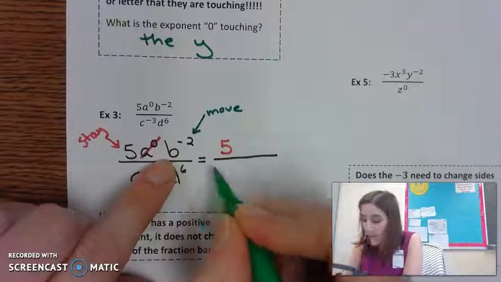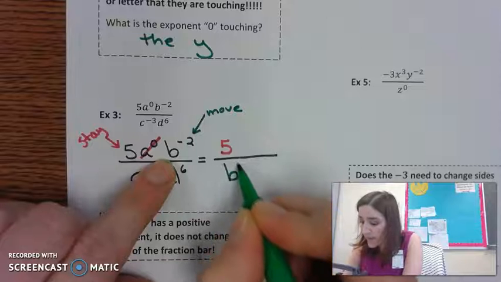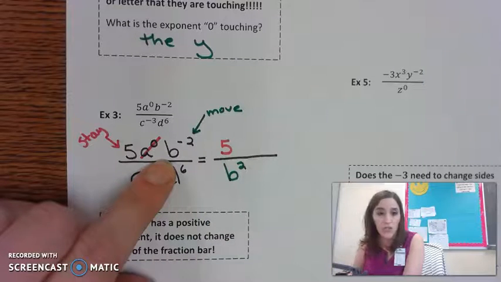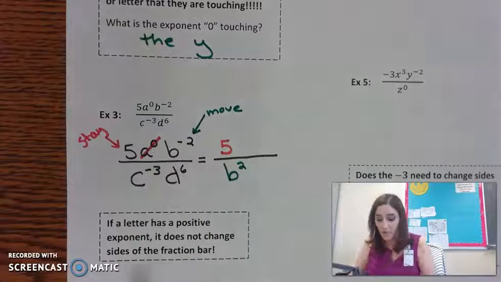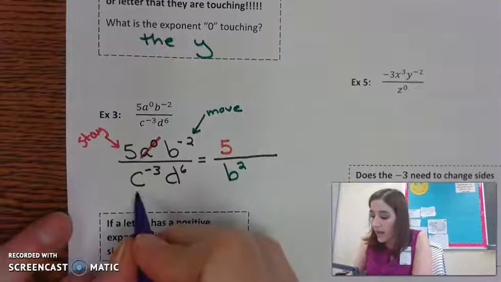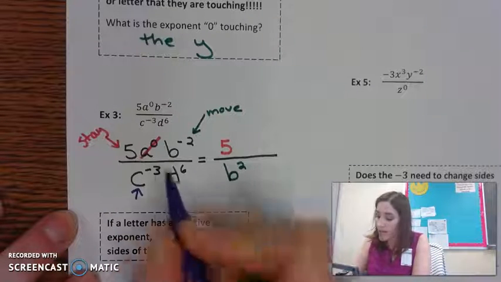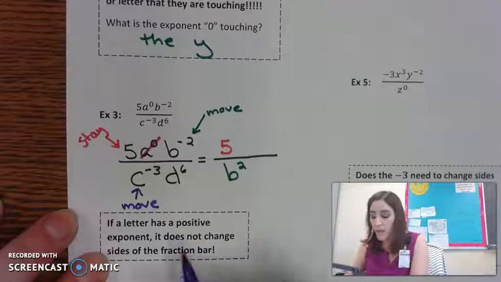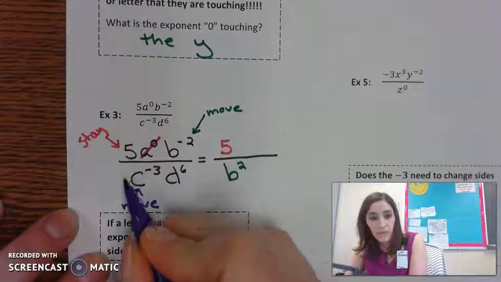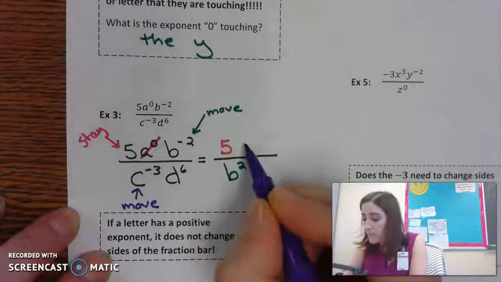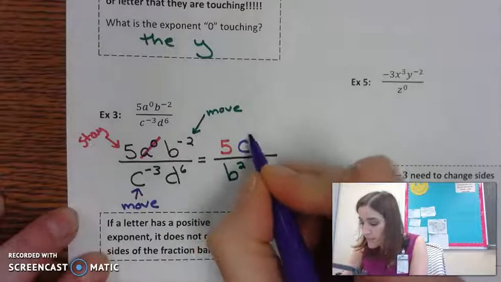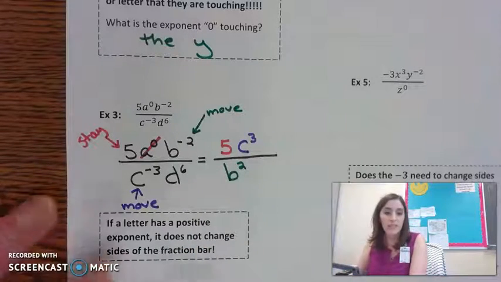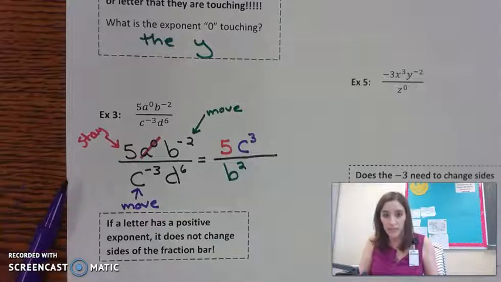It's on the top right now, so I'm going to move it to the bottom, and then it becomes a positive 2 once you have moved it. So that one moved. Okay, I've got a negative exponent attached to that c. So that means that that one is also going to move. So if I've got c to the negative 3 on the bottom, I'm going to move it up to the top, and it becomes c to the positive 3. It changed sides of the fraction bar, and then it became positive.